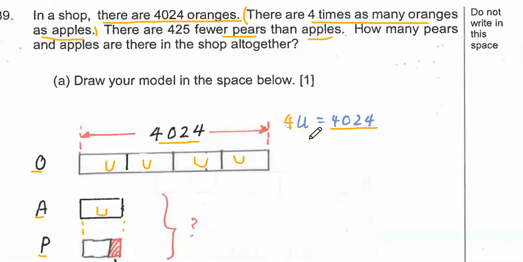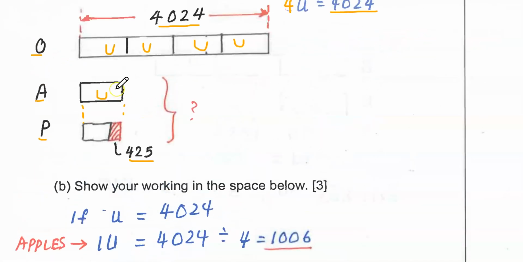Questions? How many pears and apples are there in the shop altogether? So if we can find U, then we take U minus 425, we can find P. Then we add up these two, U and P, the 1U and the amount for P. We should get the answer.